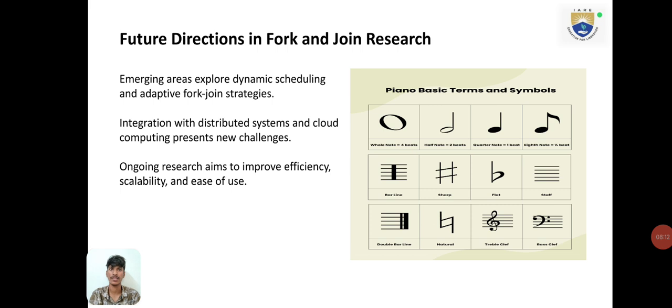Future directions in fork and join. Emerging areas explore dynamic scheduling and adaptive fork join strategies. Integration with distributed systems and cloud computing presents new challenges. Ongoing research aims to improve efficiency, scalability, and ease of use.